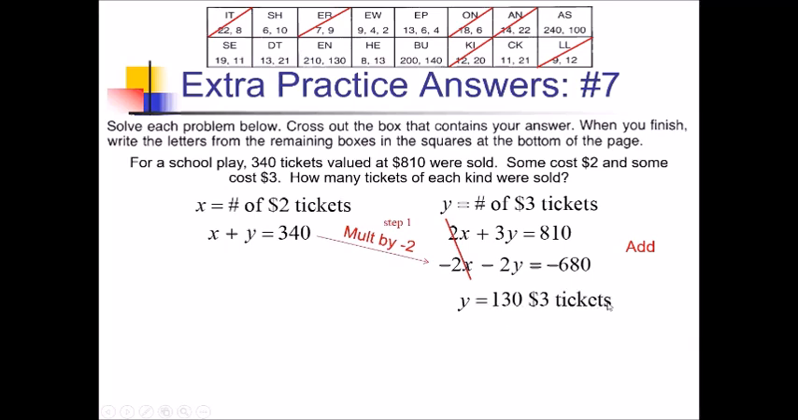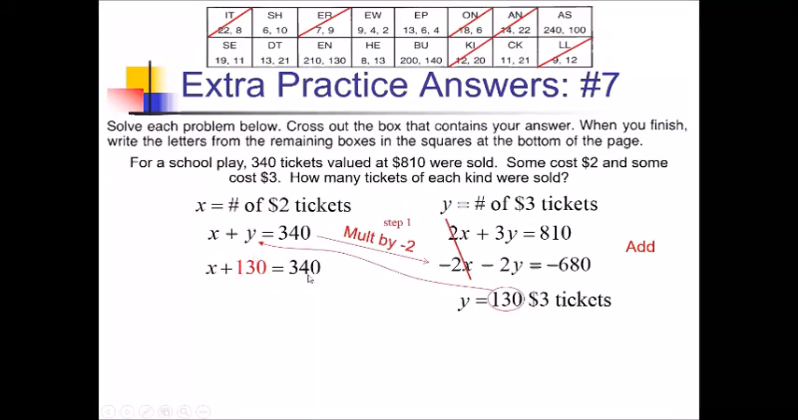If I want the number of $2 tickets, I'm going to plug in 130 for y. This equation works as well as anything. We've got x plus 130 equals 340. And then subtracting that, we have x equals 210. So that's 210 of the $2 tickets. Looking for a box that has 210 and 130 in it, that's going to be this EN box right here. So draw a line through that, and we can move on to the real final problem.